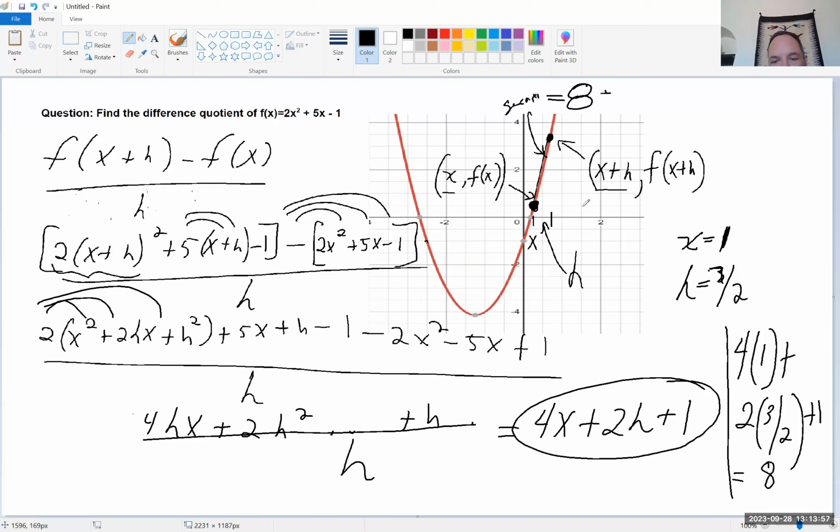So that's how you do the simplifying. And then if there's some kind of application where they give you an x and an h, that's how you would plug it in.